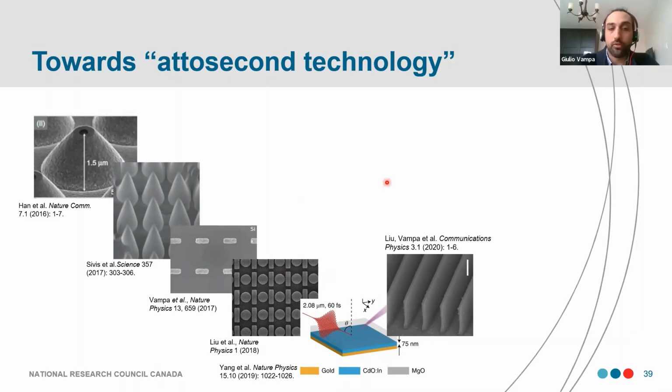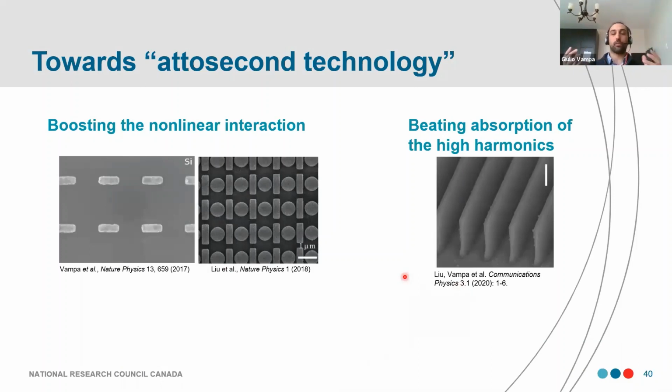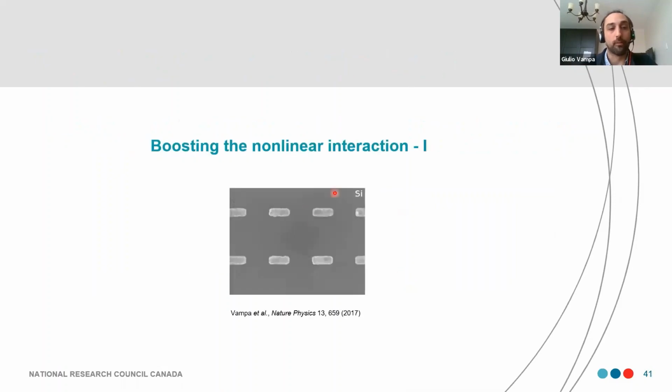Now, nanostructured surfaces have been used. There is some very exciting work, and it's really at the early stages, and is a collection of all the work that's been done. But generally, people look at it in 2 approaches. One was to use nanostructured surfaces to boost the efficiency of harmonic emission, and the other one is the latest work that we did, which was a way to beat absorption of the high harmonics. Boosting the linear interaction essentially meant that you can design nanostructured surfaces to enhance the driving field strength.